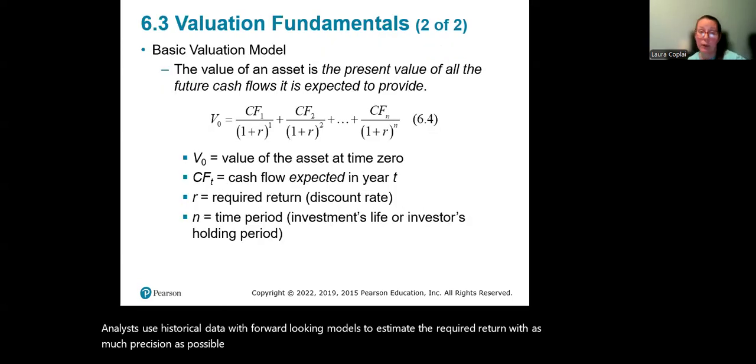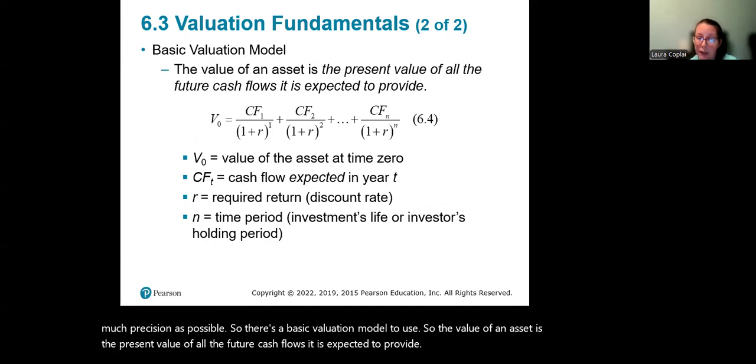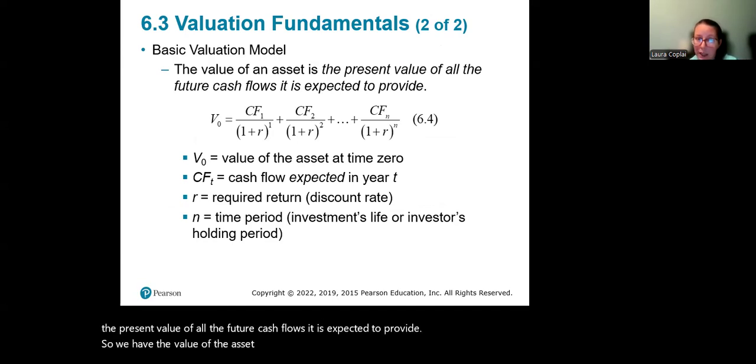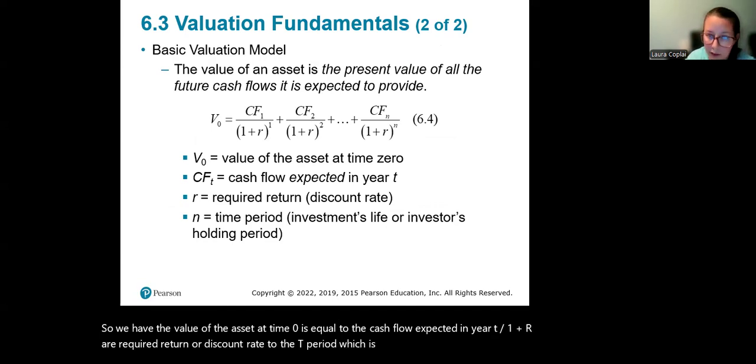There's a basic valuation model to use. The value of an asset is the present value of all the future cash flows it is expected to provide. So we have the value of the asset at time zero equal to the cash flow expected in year T over 1 plus r, our required return or discount rate, to the T power, which is our time period.